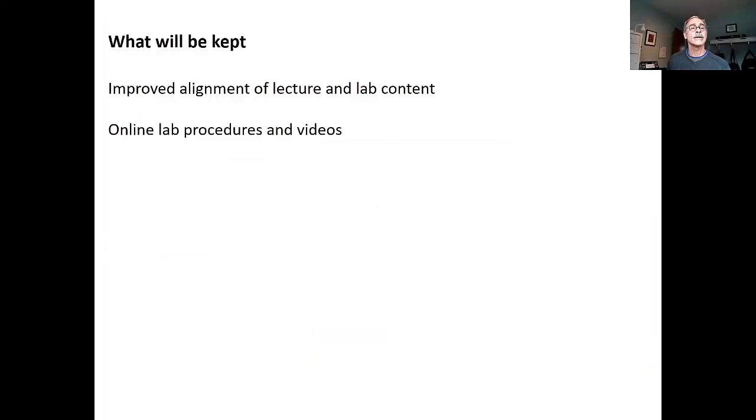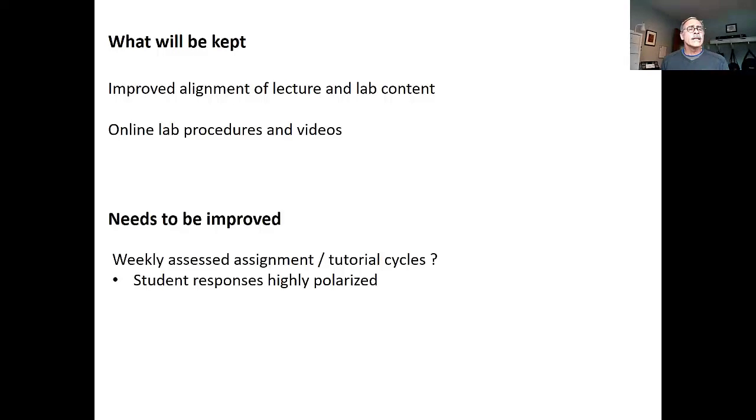So I'd just like to talk a little bit about what we want to keep and what we probably will have to improve. So what we kept, or what will be kept, the improved alignment of lecture and lab content, I think was very important, and we'll definitely find ways to keep that. When we move to in-person labs, we're still going to keep the online procedures and videos because this is an excellent way to enhance the preparation of the students before they show up to the lab. The weekly assessed assignment tutorial cycles.